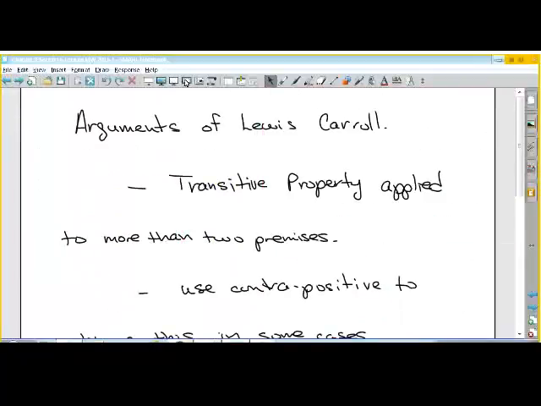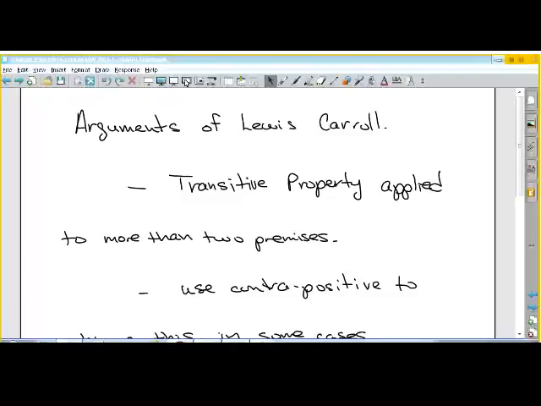Okay, the last thing we're going to talk about is arguments of Lewis Carroll. So Lewis Carroll, it's in the book, there's an example which I'm just going to read. And what it does is it uses the transitive property over multiple premises. So many premises that it kind of looks ridiculous at the end. So this is the example they give.